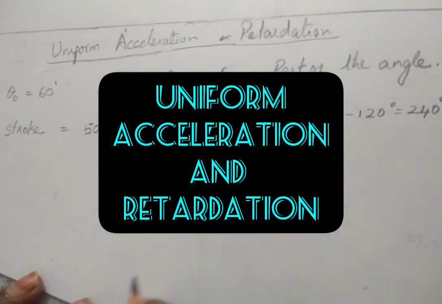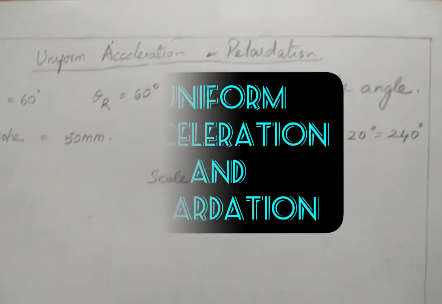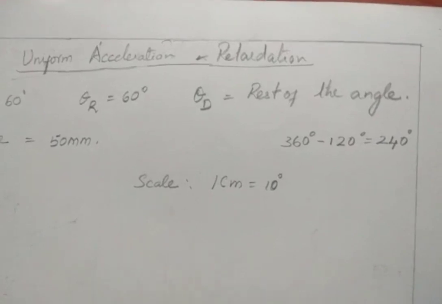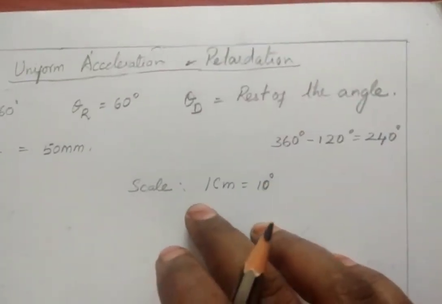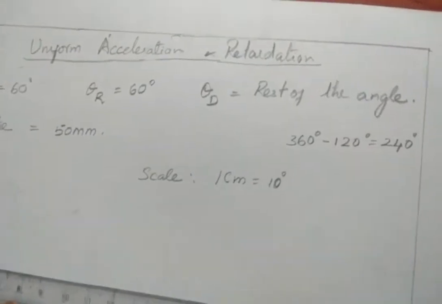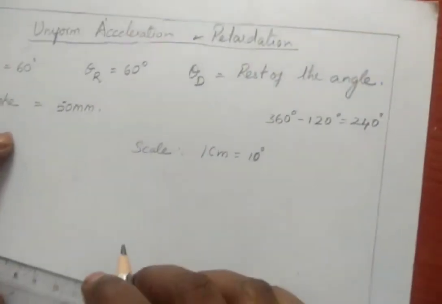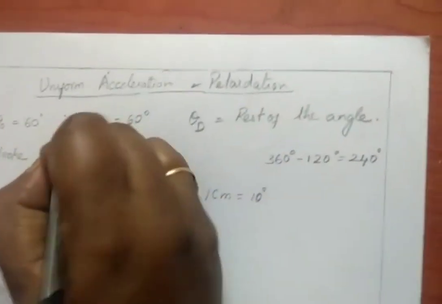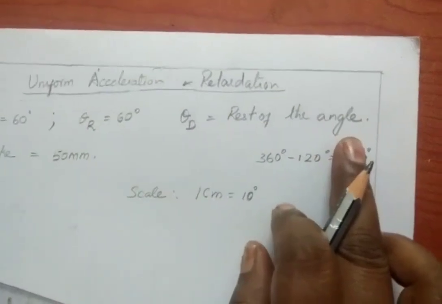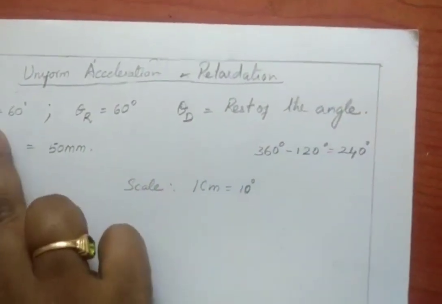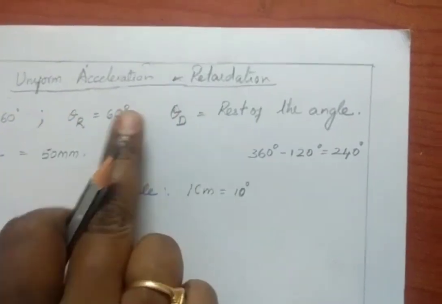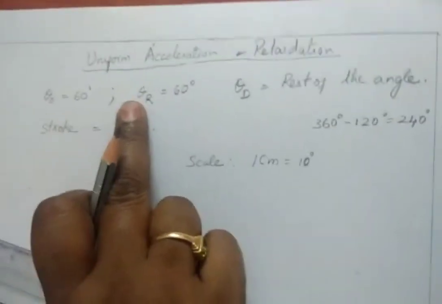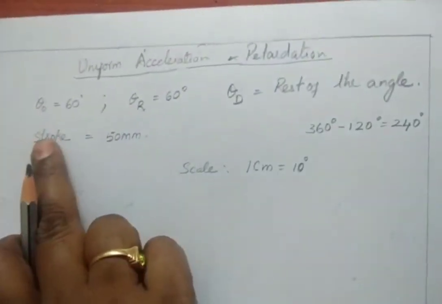Good evening students. Today I wish to explain uniform acceleration and retardation. It is also a type of follower motion. It takes place in the follower movement on the cam profile. For example, I have taken theta O as 60 degrees, theta R as 60 degrees, and theta D is the rest angle. In the previous case I had outstroke, dwell, return stroke, but in this problem they have given it in continuous form.